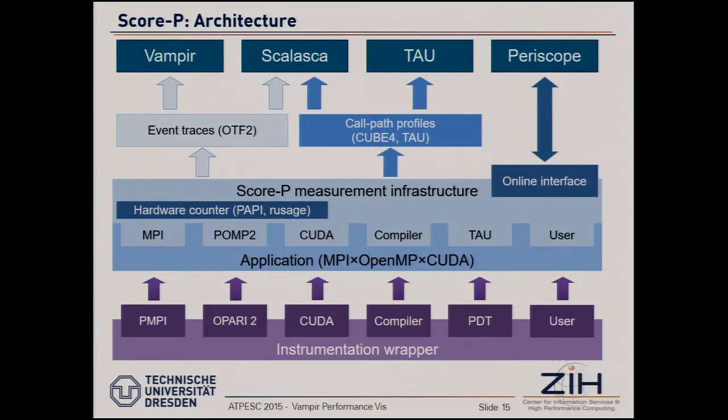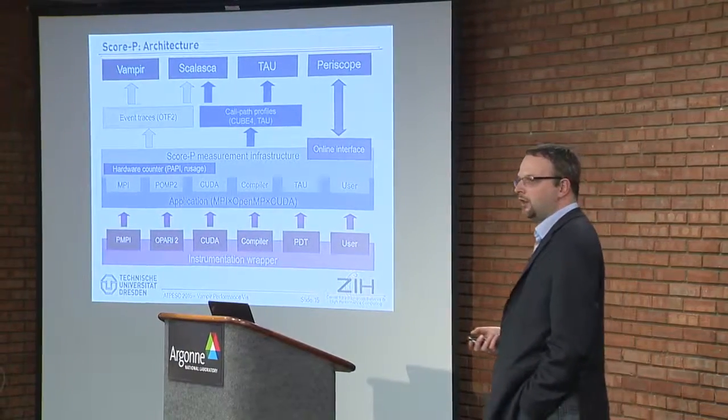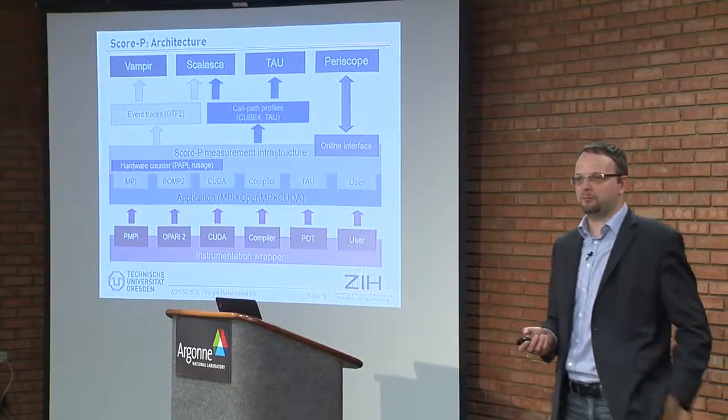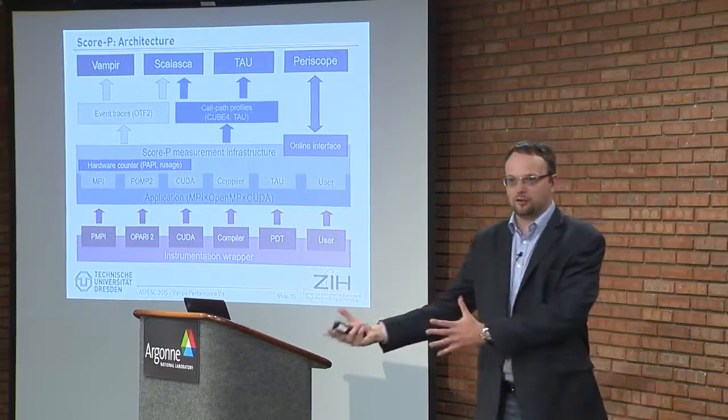So what does the SCORP architecture look like? SCORP is actually a nice example of a working collaboration between multiple tool vendors. There are a bunch of tool producers, or tools, Vampir, Scalasca, Tau, Periscope, that all had the issue that they wanted to do fun stuff in analyzing performance data. And the annoying thing that they had to do is they had to write tracing tools to actually acquire the data first.